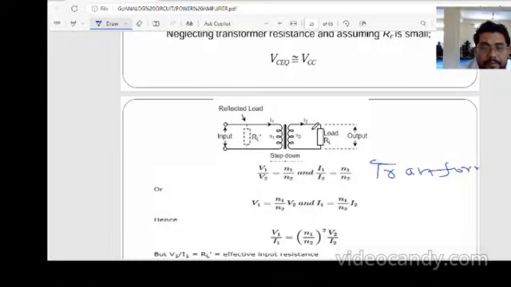What is V1 divided by V2? This is the voltage on the primary turns. Suppose V1 is here and V2 is here. So primary voltage divided by secondary voltage is directly proportional to the primary turns N1 over secondary turns N2. Here the primary turn is N1, and here the secondary turn is N2.